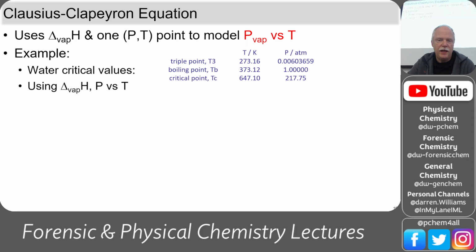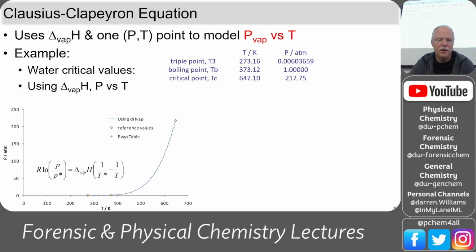So we could take that delta H of vaporization and one of these PT points to model the P vap versus T. So here's the pressure. If we didn't do the 1 over temperature or the natural log of pressure, this is what the plot would look like. You see it's very low pressure at room temperature and the boiling temperature of water and so on. But as you raise it up to 647, you see the pressure goes up exponentially. So if we take the log of that, we get the linear fit.